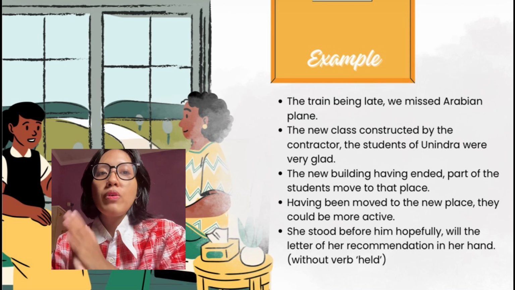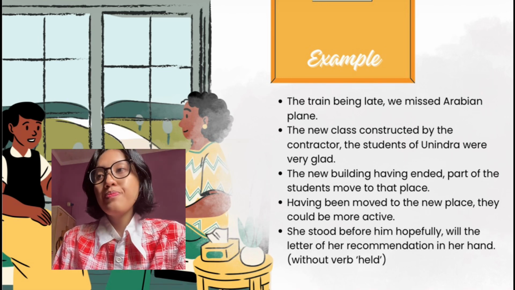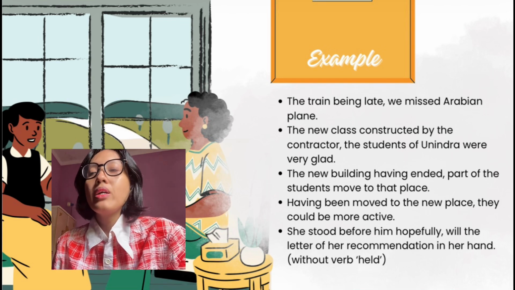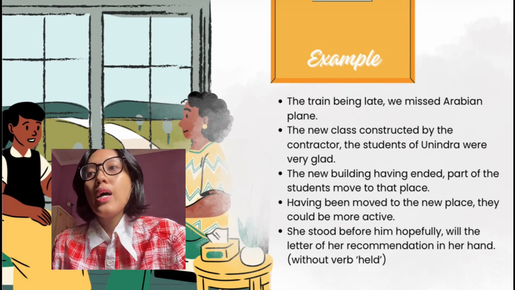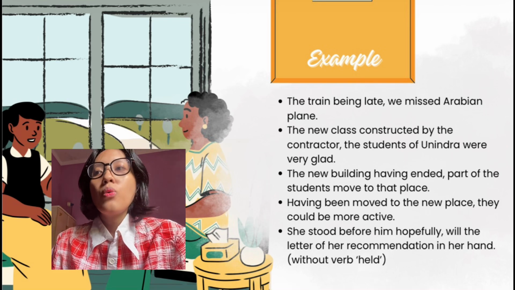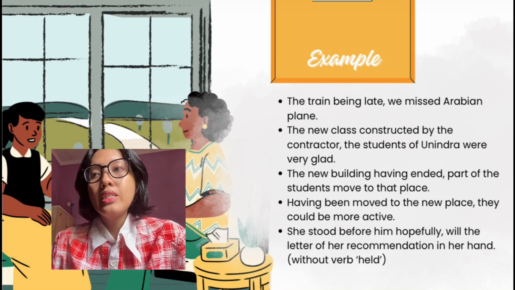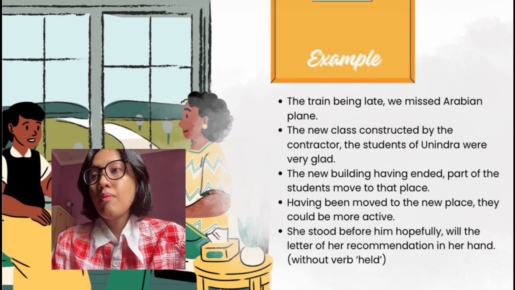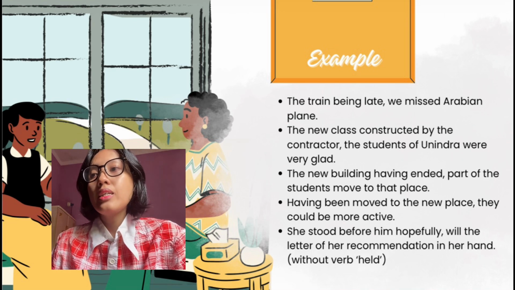Okay, so there are a few sentences that I'm gonna be reading to show you guys the example. First, the train being late, we missed our plane. Then, the new class constructed by contractor. The students of Unindra were very glad. The new building having ended, part of the students moved to that place. Having been moved to the new place, they could be more active.